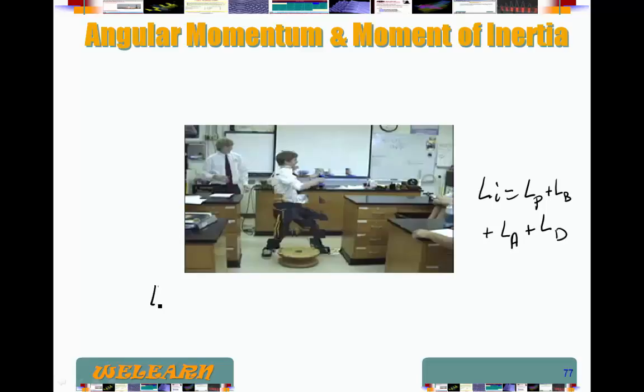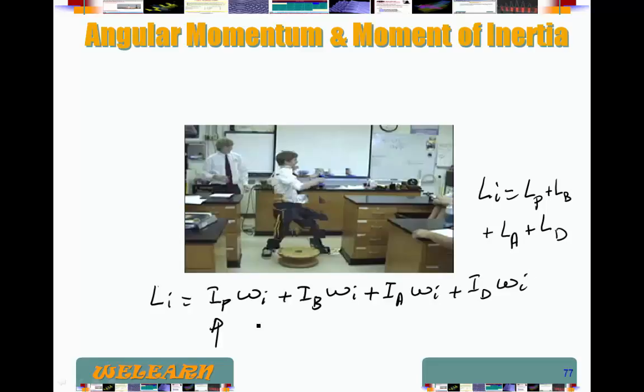So my initial angular momentum is going to be moment of inertia of the platform times omega initial, plus moment of inertia of the body of the gentleman times the initial angular velocity, plus moment of inertia of the arms of this gentleman times the angular velocity, plus the moment of inertia of the dumbbells relative to the center of rotation times omega I.